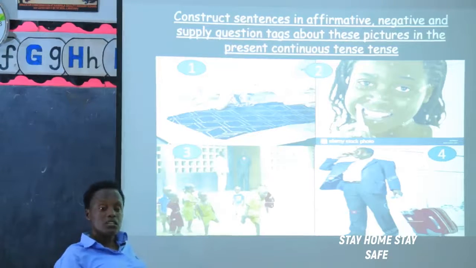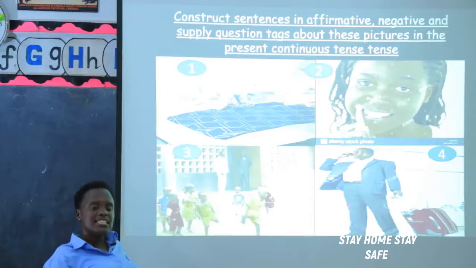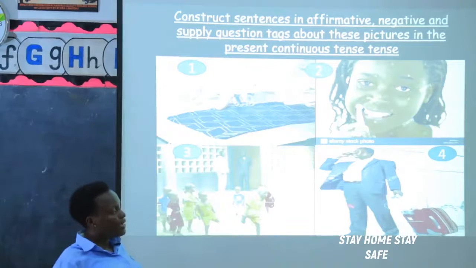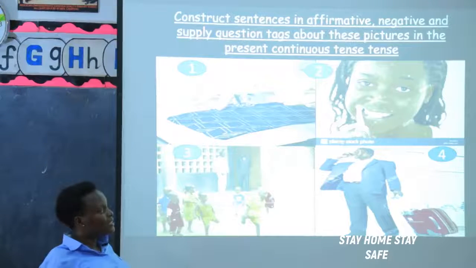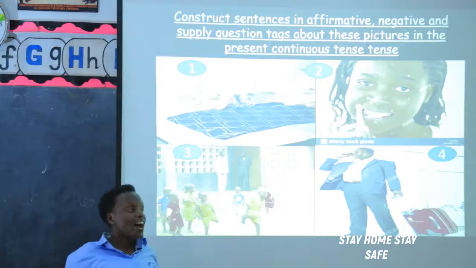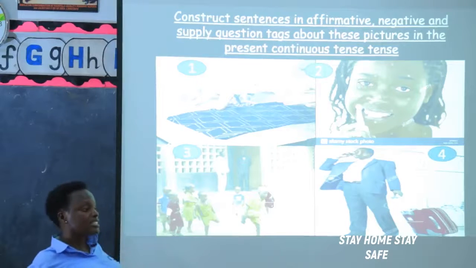When you have that statement and we are supposed to change it to negative interrogative, we are going to say, isn't the man traveling? That one is interrogative but in negative form. So I will expect you to form more sentences, and change those sentences to affirmative, to negative, to interrogative.